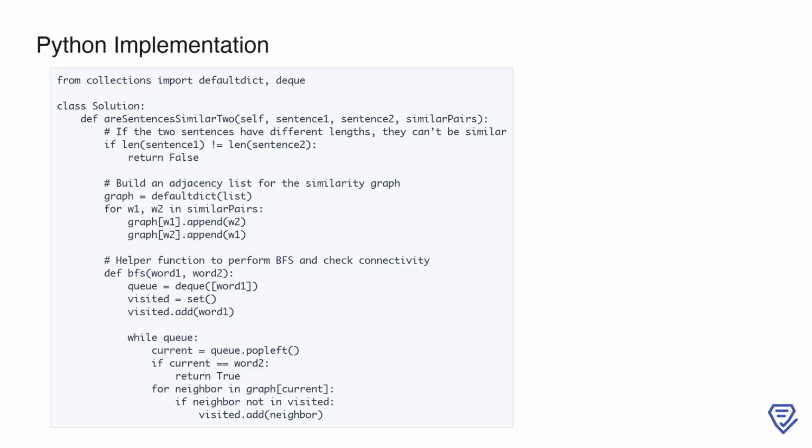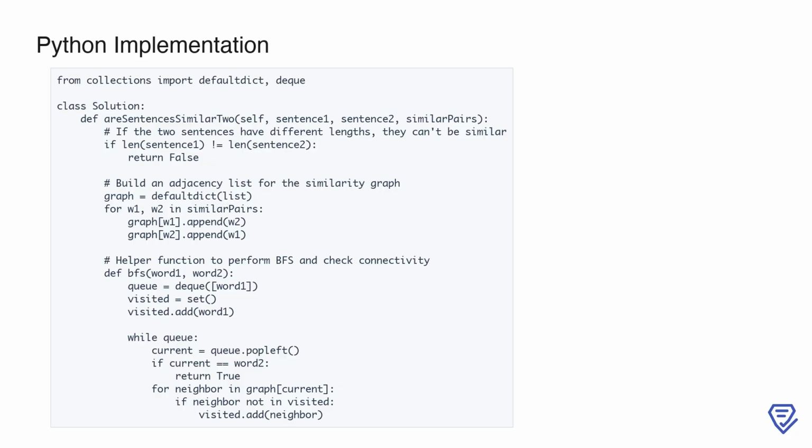To solve the problem, we start by importing the necessary libraries. Here, we use defaultdict for creating the adjacency list and deque for implementing a queue in our breadth-first search. We then define the areSentencesSimilarTwo method within a class called Solution. The first thing we check is whether the lengths of the two sentences are the same, because if they differ, the sentences cannot be similar and we directly return false.